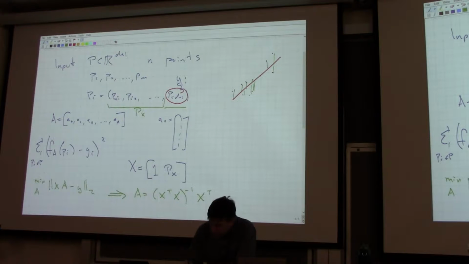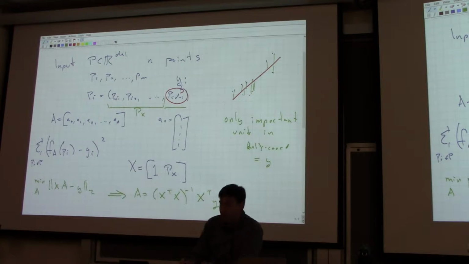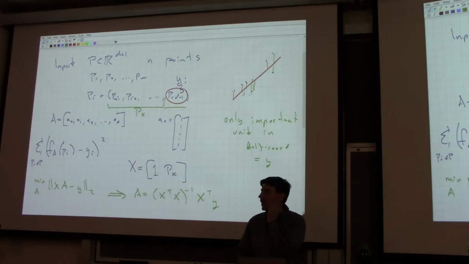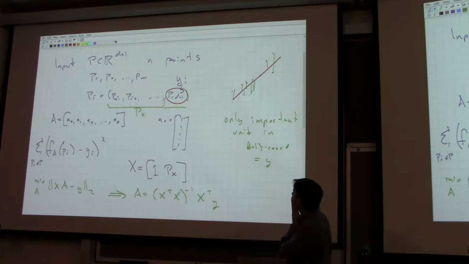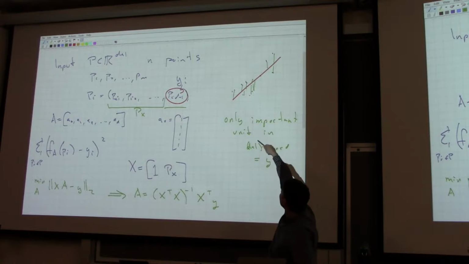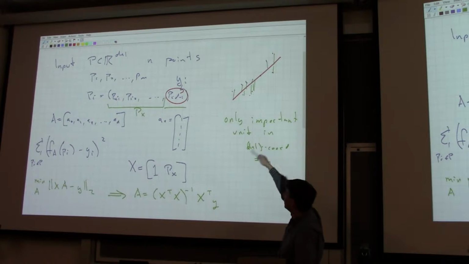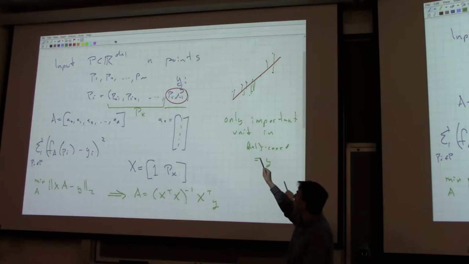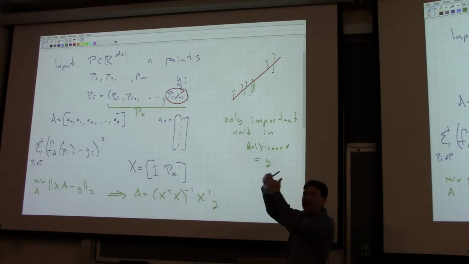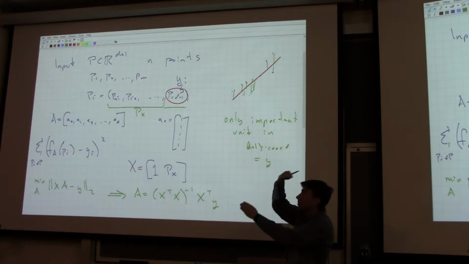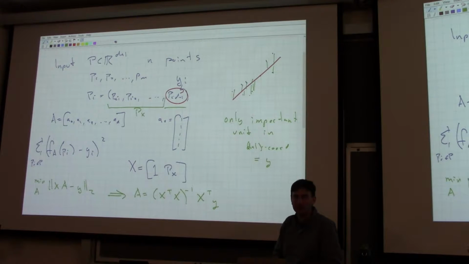So this means only the important unit in the d+1 coordinate, which equals this y coordinate. Okay, and so you're going to get a function. So this red line here, when I'm in higher dimensions, is where d is equal to 1. In the case where d is equal to 2, the red line is going to be a red plane. When d is equal to 3, it's going to be a 3-dimensional subspace, and so forth.